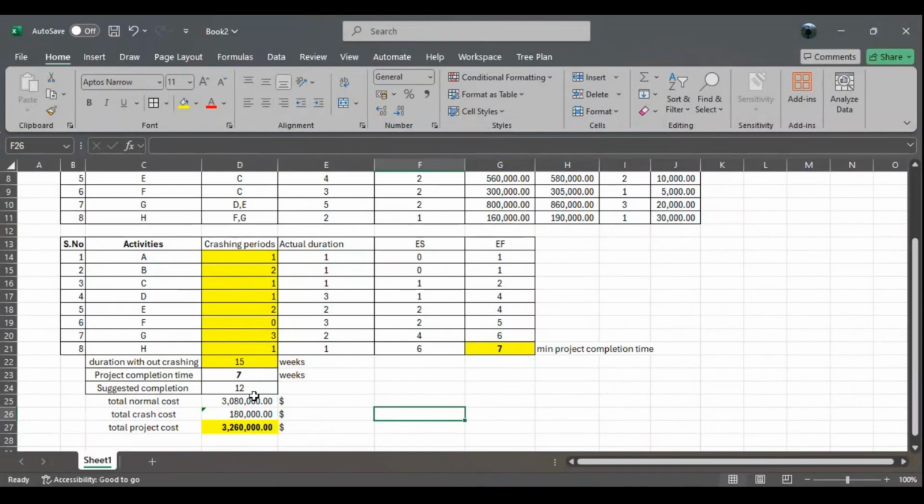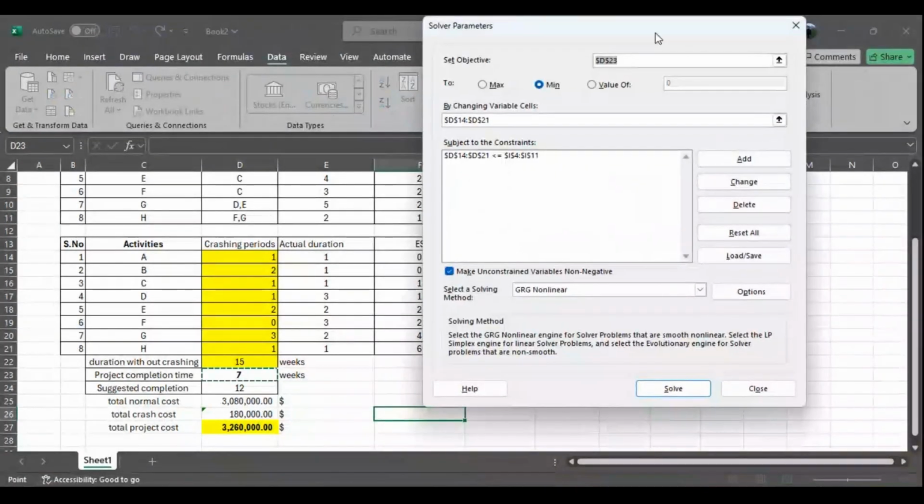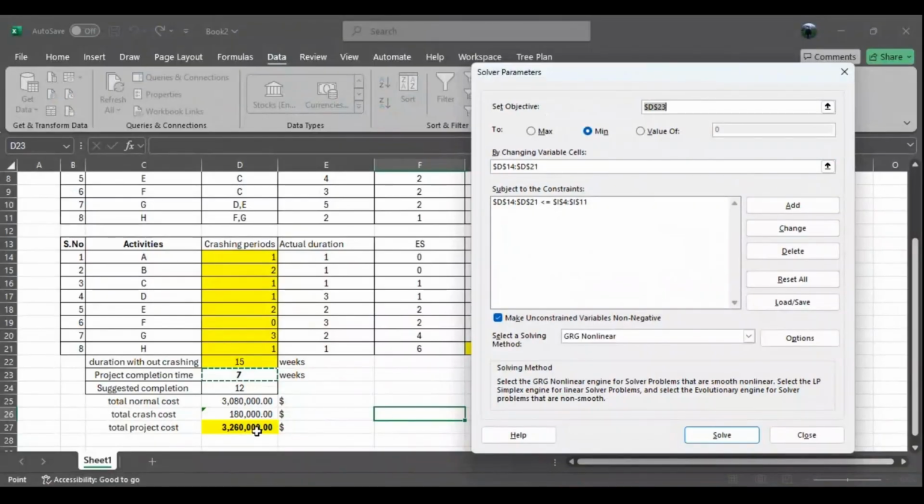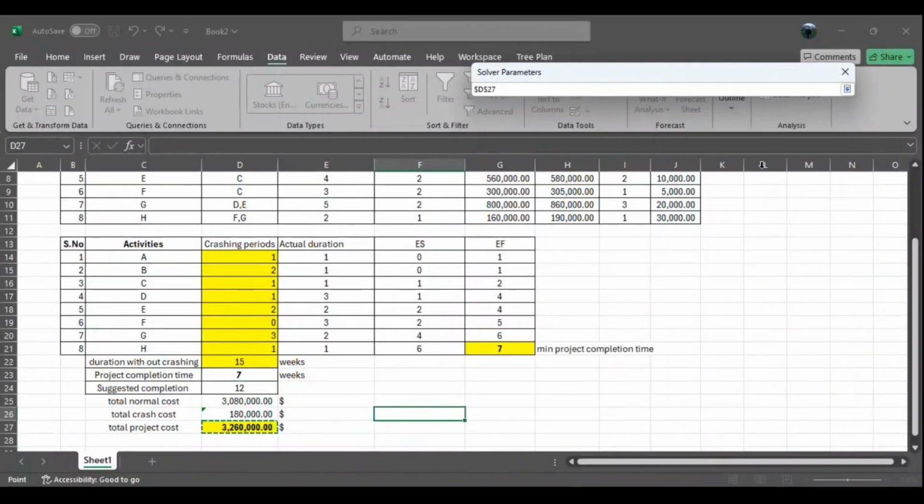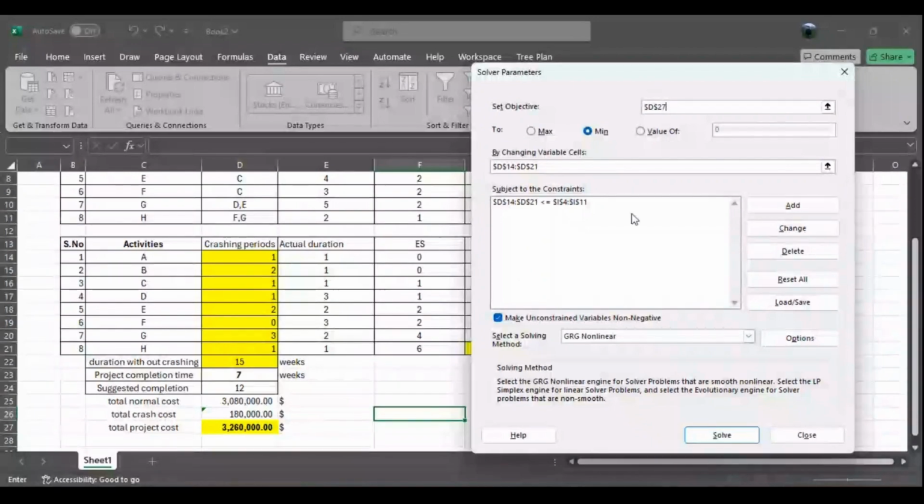So we'll again use a linear programming model in this particular case. So what would we do? Now our objective is to crash this project, not to 7 weeks, but to 12 weeks, and estimate what would be the cost at this particular point. So we'll simply do something like this. We'll again use the Solver add-in, but this time we are minimizing cost instead of the project duration. This means we need to change the set objective cell. That would be this one right here.